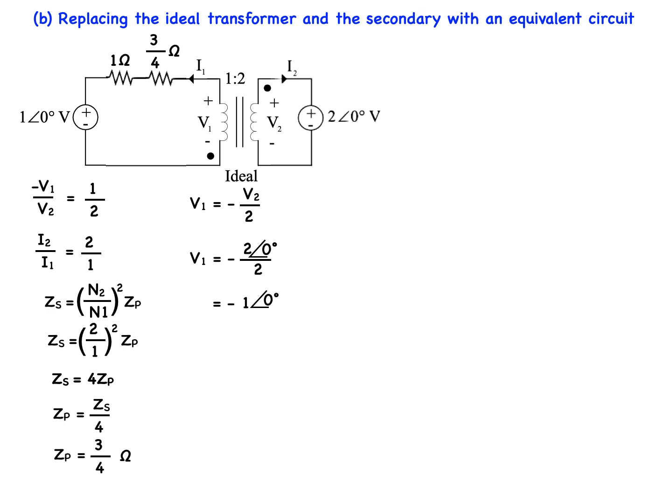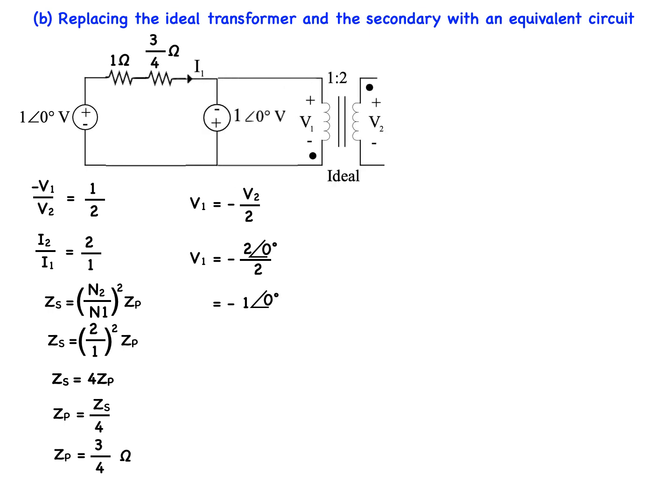We can now move the secondary power supply to the primary side. Our equation tells us that we must reverse the polarity, hence the reason for the negative sign. So our circuit will now look like this. Once again, the ideal transformer becomes superfluous, so we can just remove it. And our equivalent circuit will now look like this. And we're done.